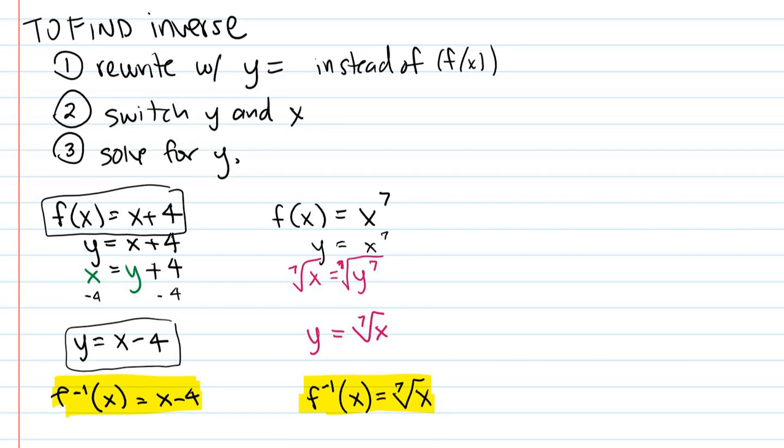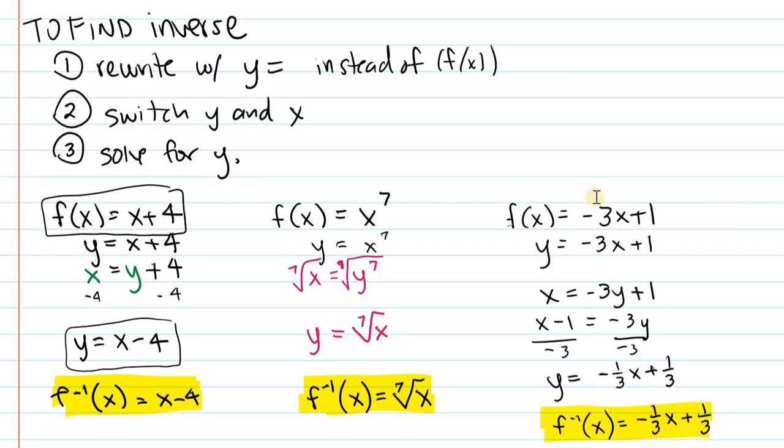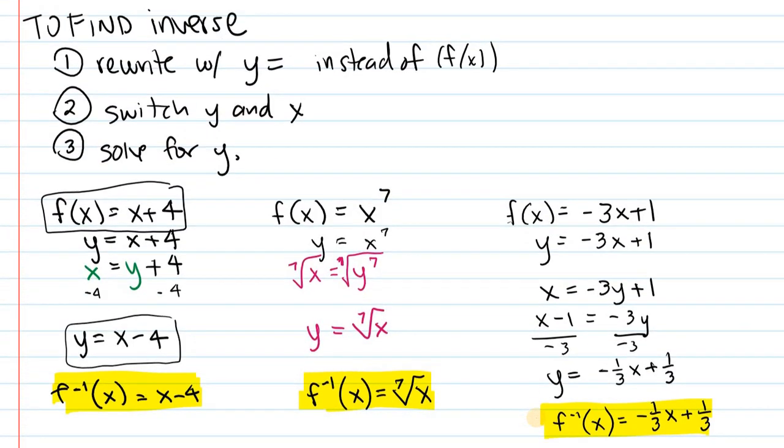All right. What about this one? If I had f of x equals negative 3x plus 1, go ahead and pause the video and see if you can do it yourself. Okay, if you did it yourself, you rewrote the equation with y instead of function notation. You flip-flopped the x's and the y's, and then you did opposite operations until you isolated y, and then you rewrote it with the function notation at the end. That is how you would find the inverse.